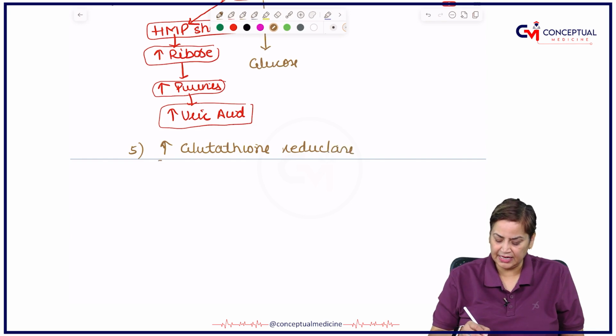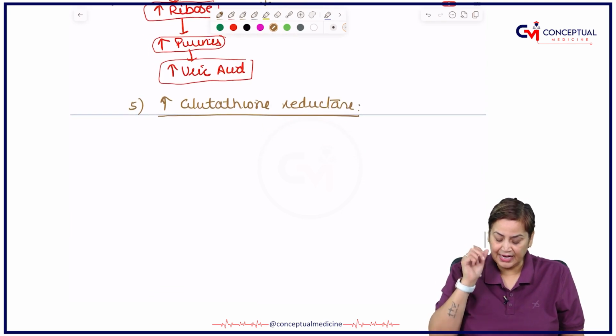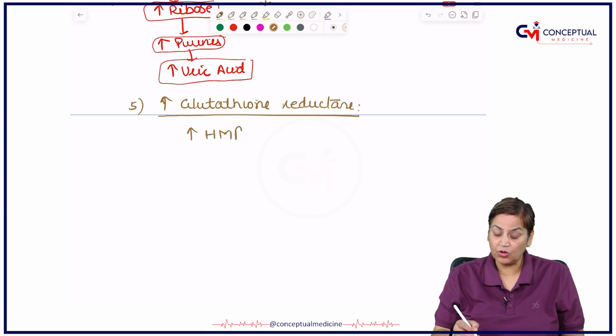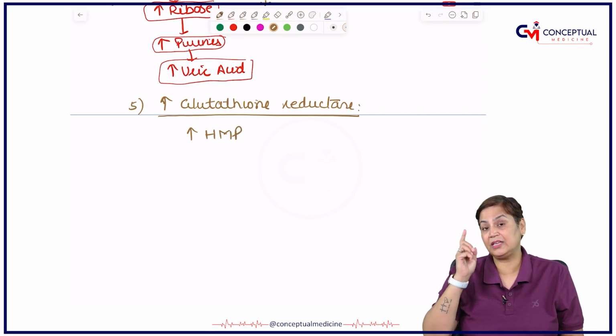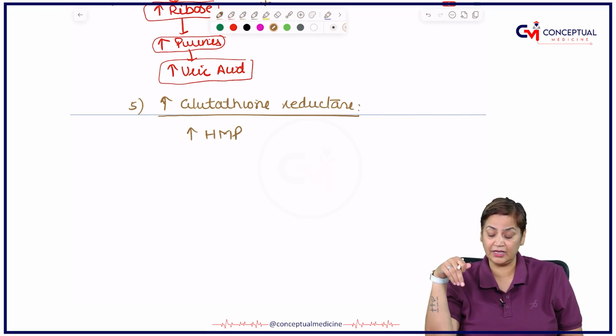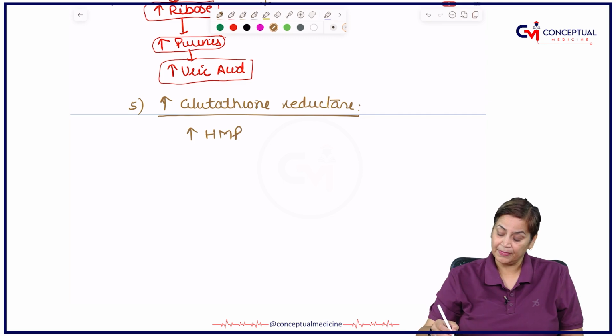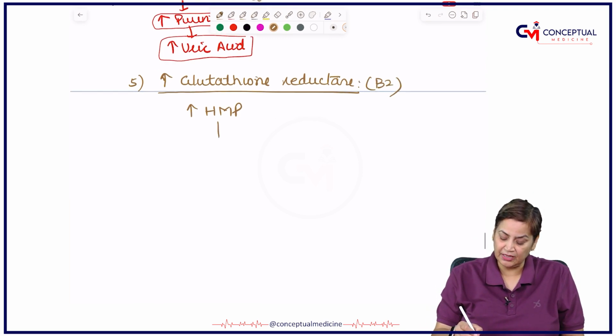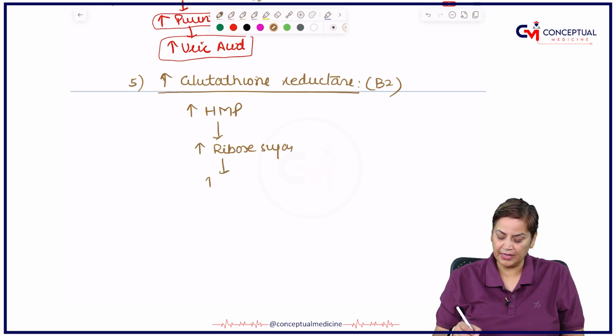So if there is increased activity of glutathione reductase, it will again lead to increased HMP shunt, because glutathione reductase is the one which is actually converting oxidized glutathione to reduced glutathione, and it requires B2 for its activity. This enzyme we have already discussed so many times. So, increased HMP shunt leading to increased ribose sugar, again leading to increased uric acid.